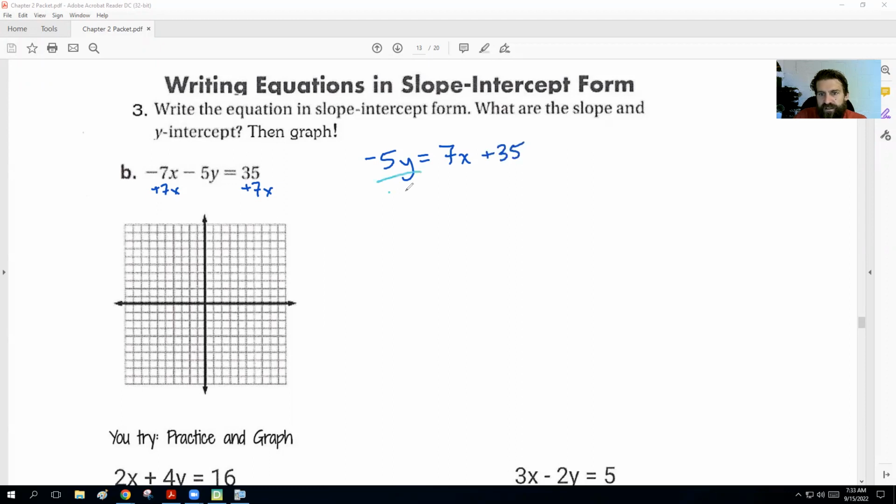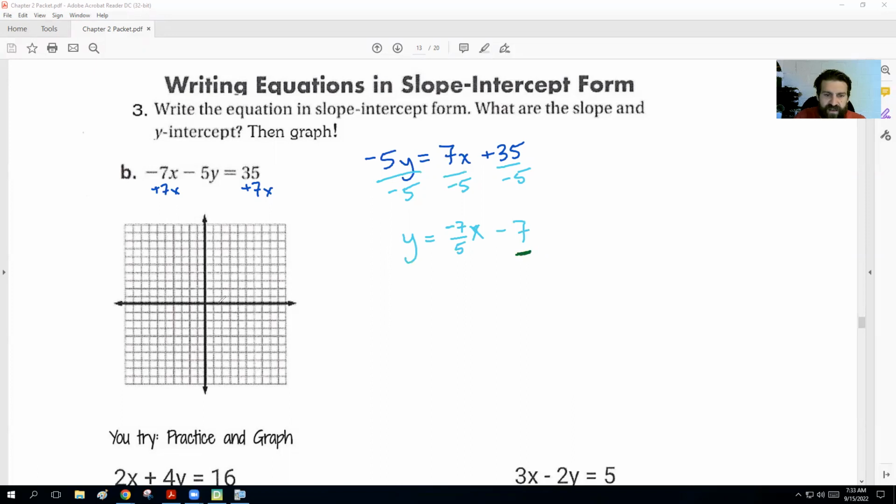Then we're going to divide everything by negative 5. That's the number next to the y. All right, we got a fraction here. This would be a negative 7x, or negative 7 over 5x. And then here, negative 35 divided by negative 5 is a negative 7. So let's graph this.